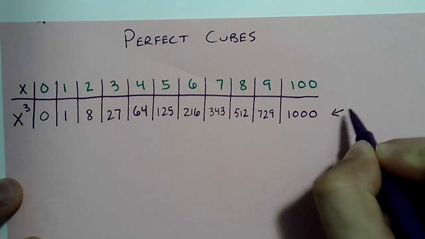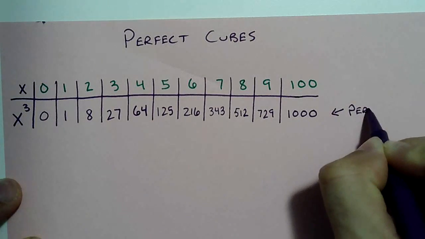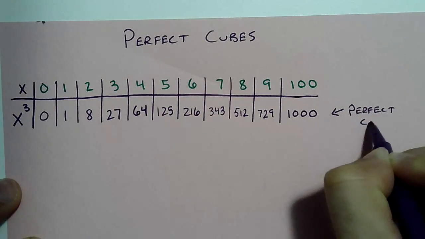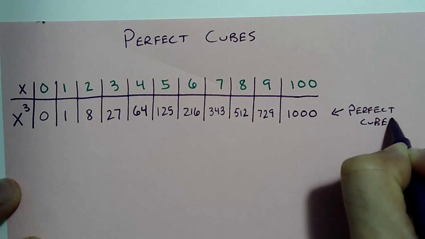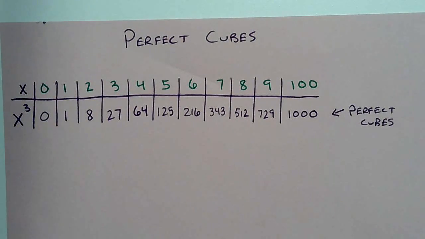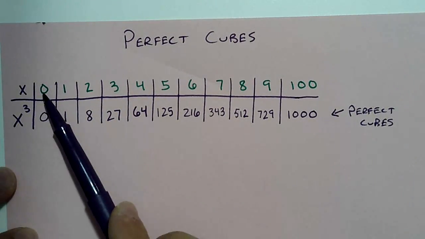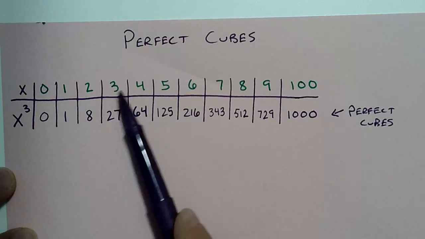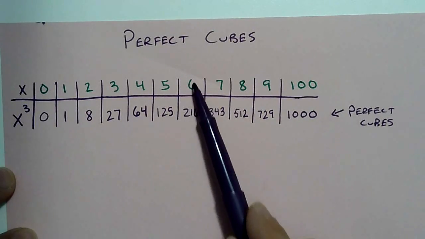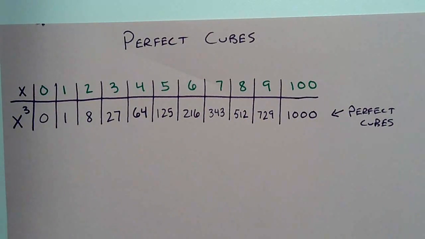So these numbers here are our perfect cubes. They're perfect cubes because we get them by cubing integers as well, so positive or negative whole numbers. So 0 cubed is 0. 3 cubed is 27. 6 cubed is 216.